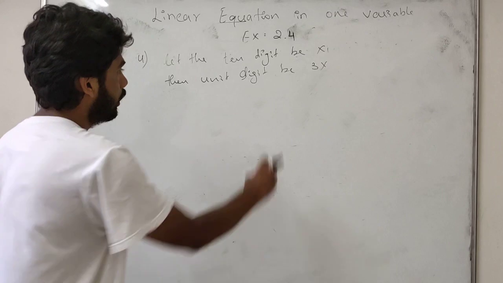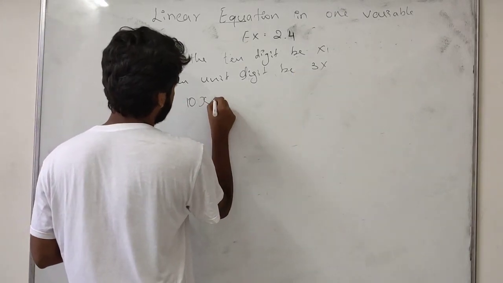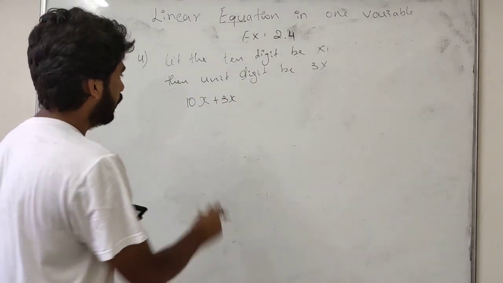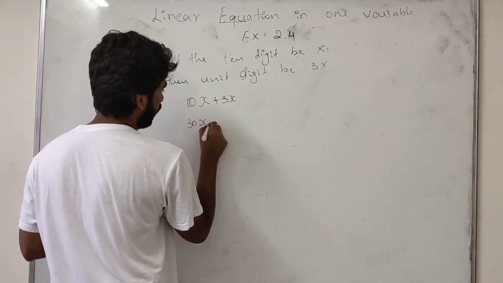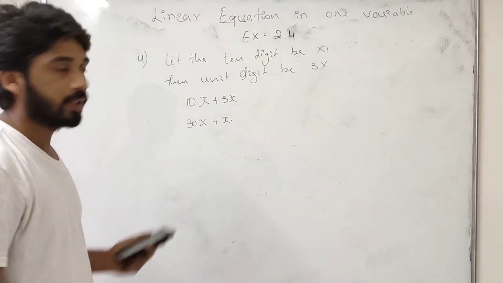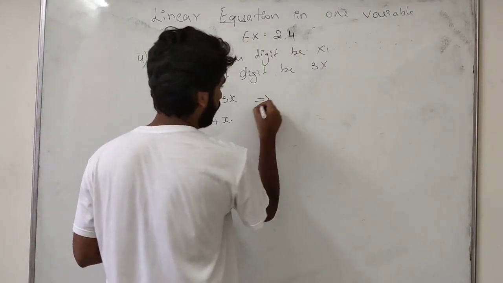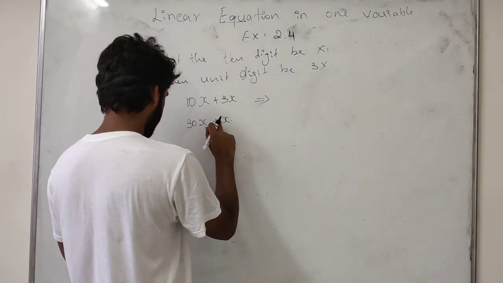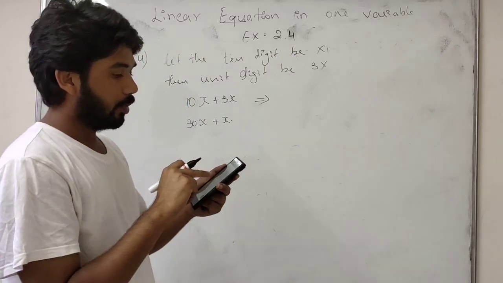So now we will write that this is the unit digit. So we can write the original number as 10x plus 3x. If we interchange, we will be getting 30x plus x. If we add both of these, we will get 88. So students, now the equation we can write in this way.